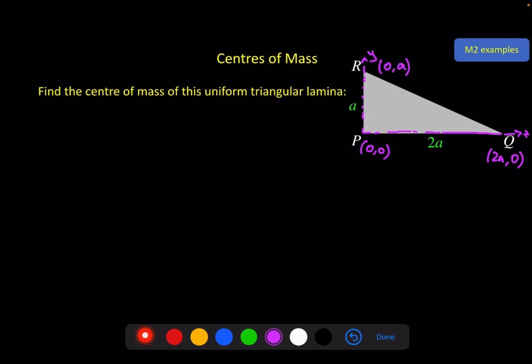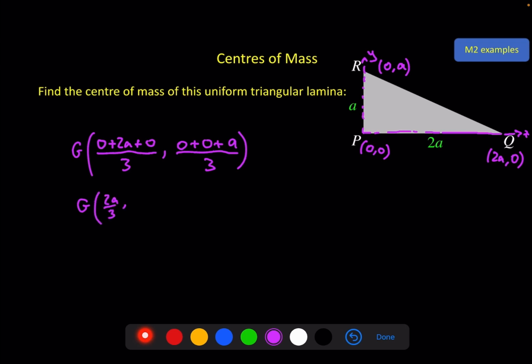And then I just do the same thing. We are taking the x-coordinate of each and finding the average. So we've got 0 for P, 2a for Q, 0 for R, divided by 3. And then the y-coordinates, 0 for P, 0 for Q, and a for R, divided by 3. That gives coordinates of 2/3 a and 1/3 a.